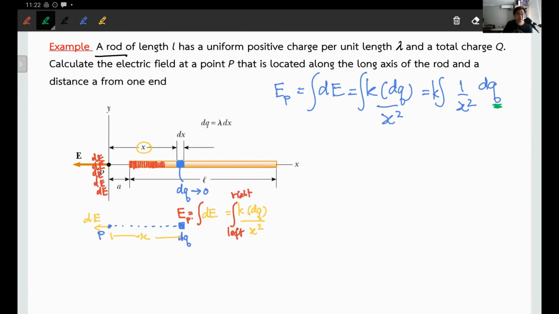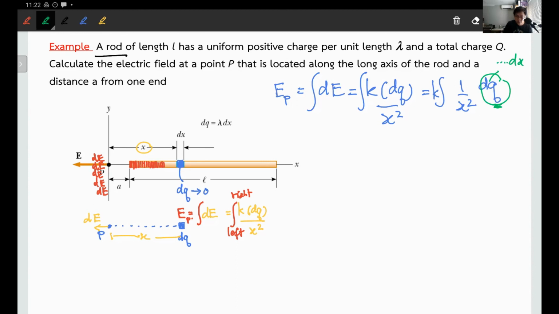If you want to integrate any function, it has to be the d of that variable. So what is dq? Well, it's not the x, so you still cannot integrate this one just yet. So you have to somehow turn this into something of dx. Then you can start doing your integration under x variable.